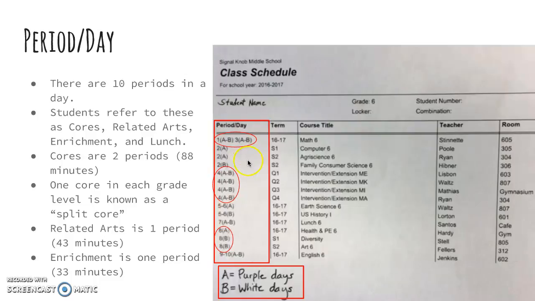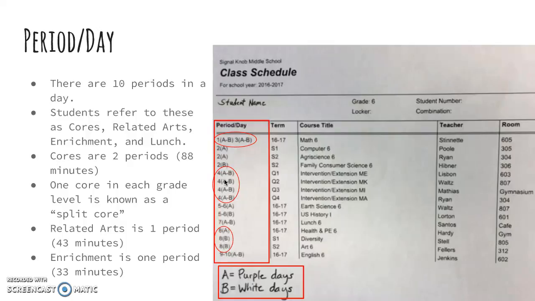The letters A and B will tell you what day the class is on. A classes take place on purple days and B classes take place on white days. If the class is listed as AB, like you see here, that means that it takes place every day on both purple and white days.